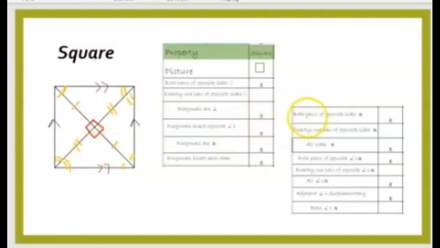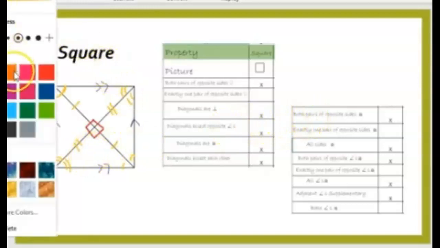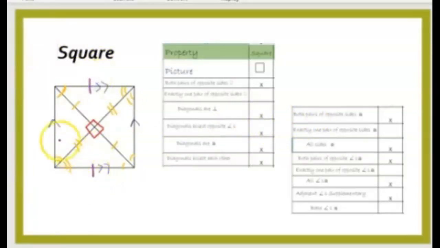What else? Both pairs of opposite sides are equal, a different color. And we know this is a square, so they're actually all equal. We could do that if we wanted to. We can make those match. What else? Both pairs of opposite angles are congruent, and we know that they are 90 degrees in a square, right? All angles are equal, and adjacent angles are supplementary. So this one plus this one equals 180, which we know because, again, all the angles are 90. Squares are kind of nice like that.